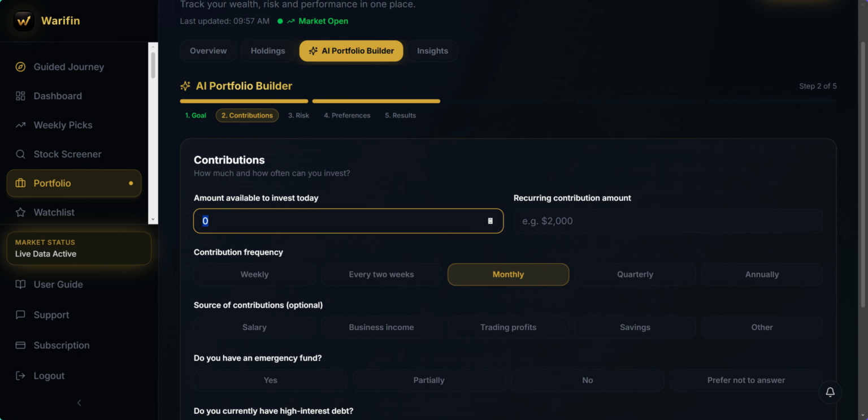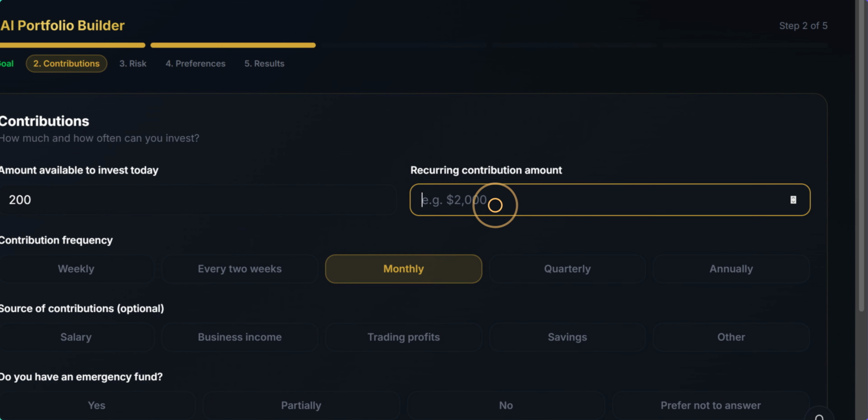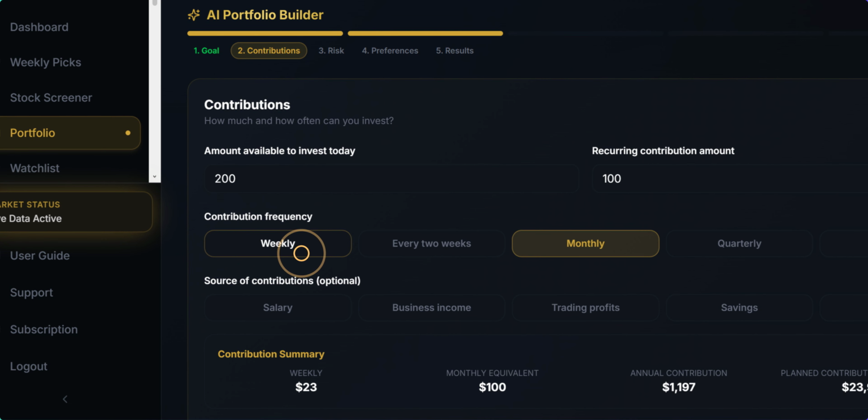Regular contributions are key to compound growth, so we need to define those parameters next. Typing in your recurring contribution amount sets the baseline for your ongoing savings rate. Choosing how often you make these deposits, like weekly, helps model the portfolio's growth curve.